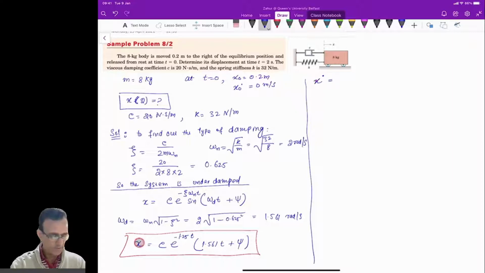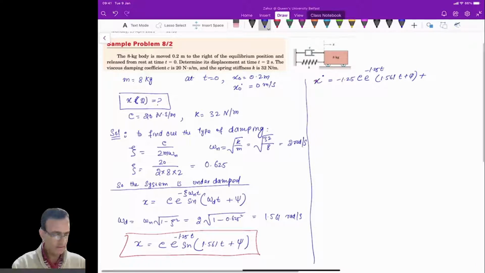So x dot means differentiate this equation with respect to time. There are two time terms, one is this time term and one is this time term. So we will obviously need to use the product rule of differentiation. So, minus 1.25 e to the minus 1.25t sine(1.561t plus psi), and then for the second case you will differentiate this term here.